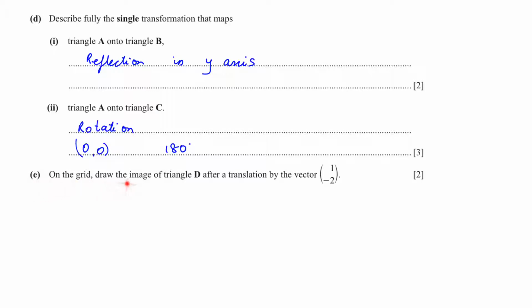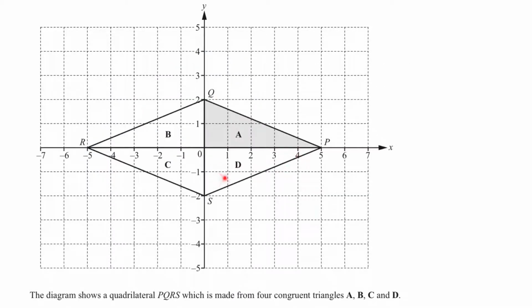In E, on the grid, draw the image of triangle D after translation by the vector 1, negative 2. This is the triangle D and we have to draw after the translation 1, negative 2. When you are doing translation by vector, you should know that the top one represents X and the down one represents Y. If your X is positive, it means your point will move to the right by that unit. If it's negative, it will move to the left. If your Y is positive, it will move upwards, and if it is negative, it will shift downwards.